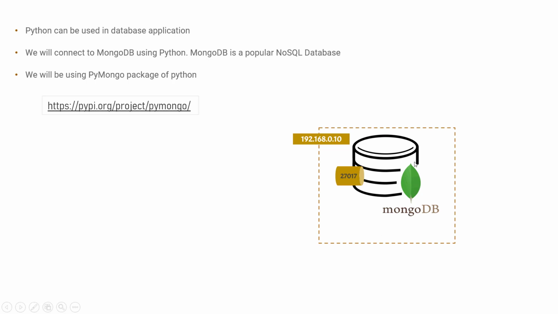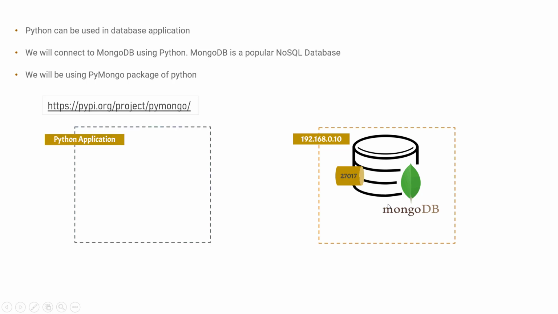Every server, as MongoDB is also an application or a server, needs some port on which it can listen for requests, so that the client, which in our case will be a Python application, can connect to this MongoDB on a particular IP address and on a particular port. Once these two things are finalized, you can connect to MongoDB using your Python client.